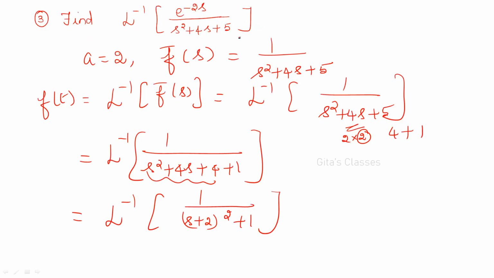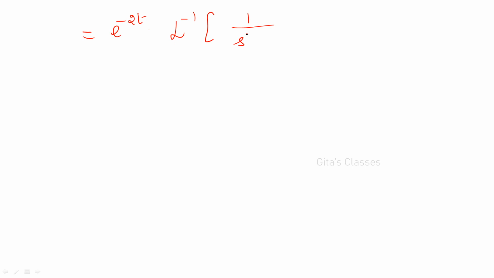Now if it is in the form of s plus a or s minus a, you have to use the first shifting theorem. So you take e power minus 2t outside into L inverse of 1 by s squared plus 1, since s plus 2 will become s. What is this? This is L inverse of 1 by s squared plus 1, which is sine t. So this is our f of t.